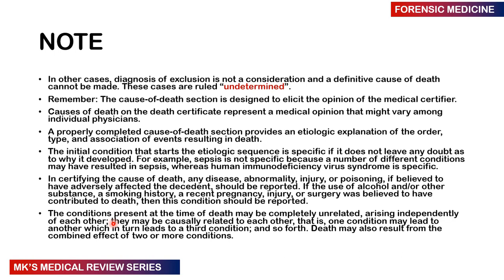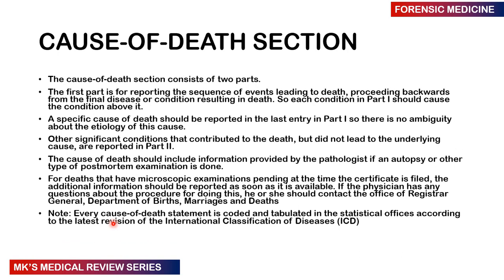Sometimes there may even be a causal relation between the conditions, such that one condition can lead to another, and it can lead to a third condition, and so on and so forth. And sometimes the death may result from a combination of two or more conditions, or sometimes they may be unrelated. So you have to take note of that. Remember that the cause of death section has two parts. The first part is recording the sequence of events leading to death. It proceeds backwards from the final disease or condition that resulted in the death. So what has killed the patient, and what led this patient to develop this condition such that they died.